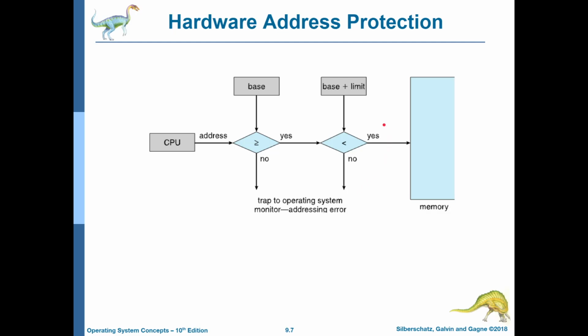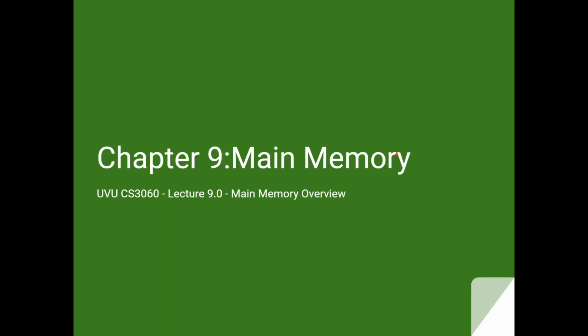This again happens with every memory access from the CPU. Every time something happens that should go to main memory, these two checks must happen first to validate the logical address from the CPU so that it can be used physically by the memory system. This brings us to the end of Lecture 9.0, where we give an overview of main memory.